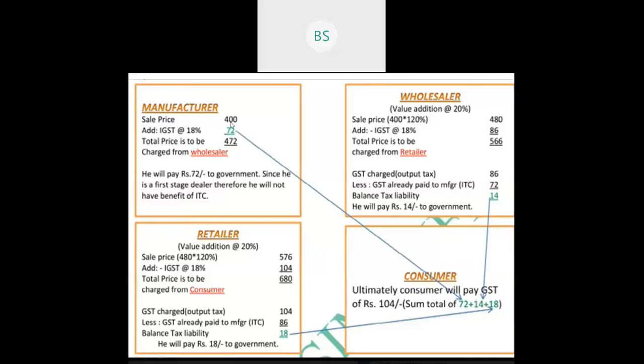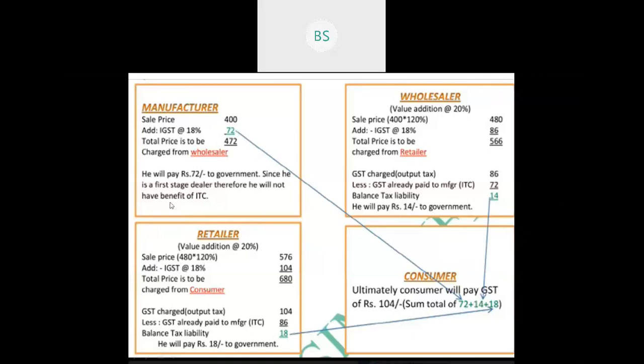So maybe the product I'm giving is for 400 rupees. I have added profit also, and the final selling price I'm telling is 400 rupees. Okay, and the government said that you have to give 18% GST on this. So now the manufacturer has to give 18% GST. That means 400 of 18%. When you do 400 of 18%, how much will you get?